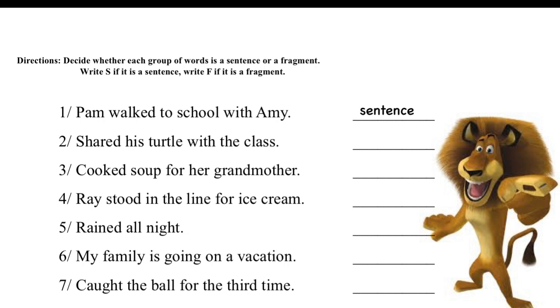Shared his turtle with the class. Is this a sentence? Does it make sense? No, it doesn't, because I don't know who shared his turtle with the class. The subject of the sentence is missing. Therefore, this is not a sentence, but a fragment.